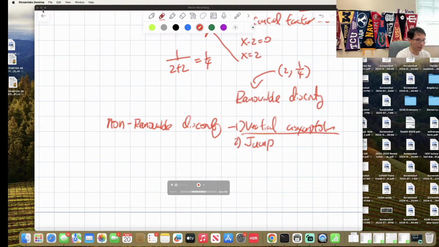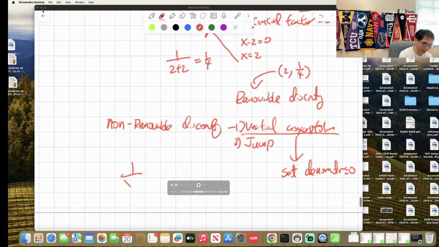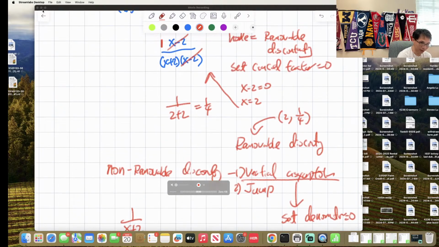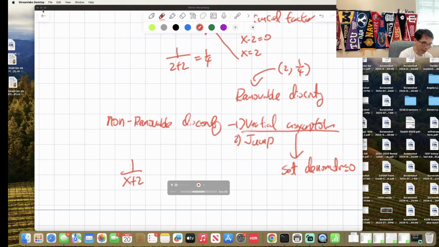How do I find a vertical asymptote? Set the denominator equal to 0. So the denominator equal to 0 is going to be x plus 2 in this case, because that's the new function. So the vertical asymptote happens at x equals -2. That is going to be a non-removable discontinuity. So last year I also asked you about non-removable discontinuity and removable discontinuity. Got it?